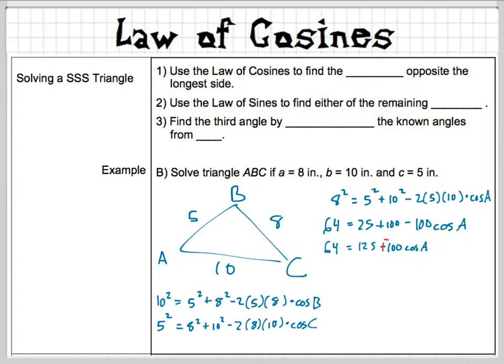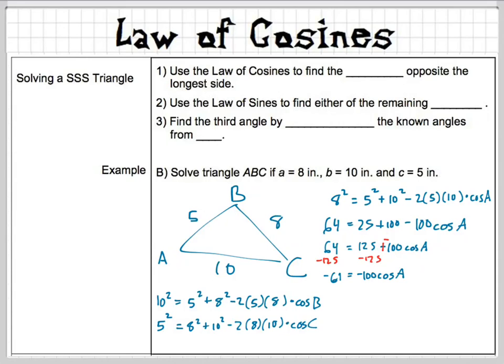125. Get rid of the 125. I have to subtract 125 from both sides. And what do you guys get? What's 64 minus 125? You got negative 61. Then we have a negative 100 right here times cosine of A.